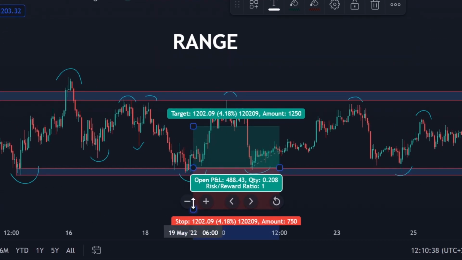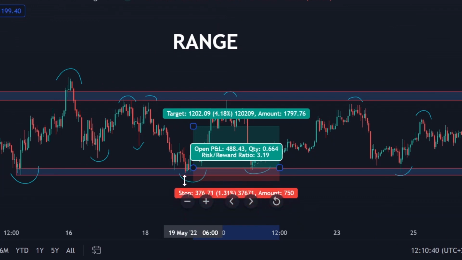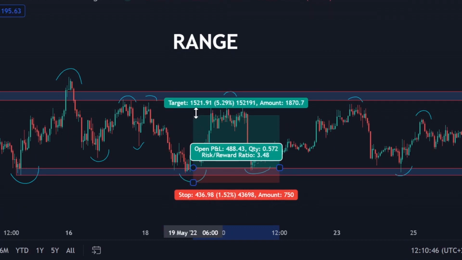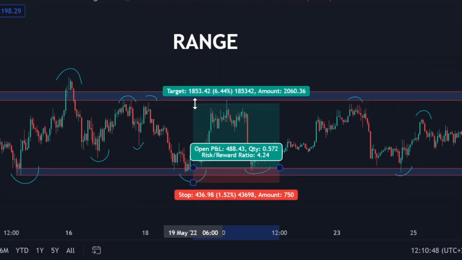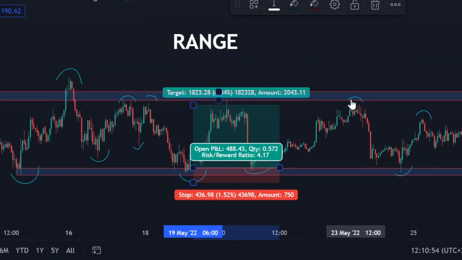We place the entry at the support zone and the stop loss a bit below the lowest part of the support zone. We set our take profit in the resistance zone or a bit lower, just in case it doesn't arrive to the exact price of the resistance zone. We can see an example of this here. It is a good trade, but it doesn't touch exactly the resistance zone. We can see that the risk to reward is more than 4.